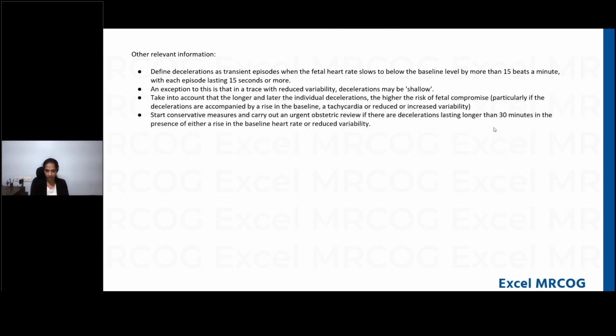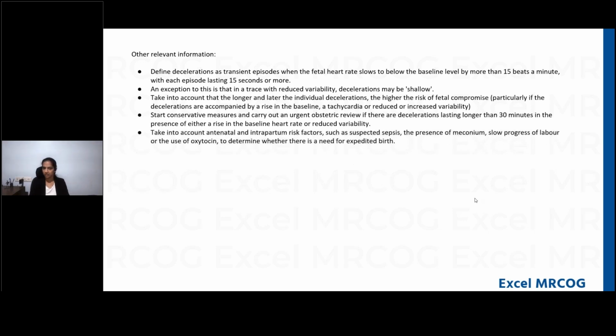So start conservative measures and carry out an urgent obstetric review if there are decelerations lasting longer than 30 minutes in the presence of either a rise in baseline rate or reduced variability. This is what I just said.